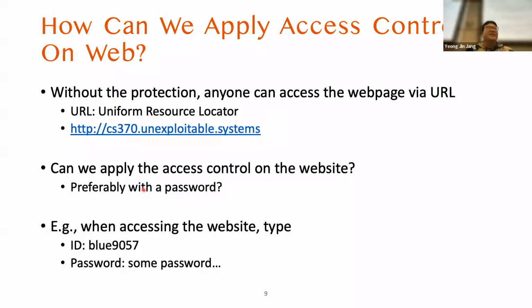Over the internet, we use the URL, the Uniform Resource Locator, to locate web pages. That's the address, or locator, for a resource over the internet. If we have a URL, you can connect from anywhere over the internet and get access to it.